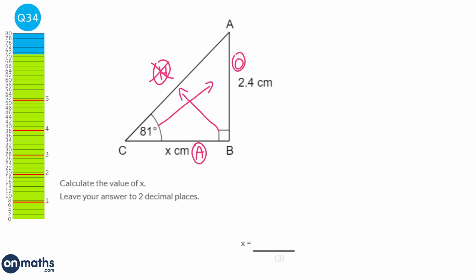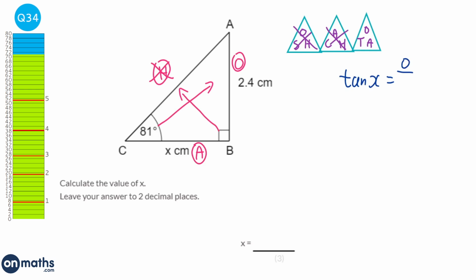Going to next do our trigonometry triangles. And the trigonometry triangles will have our SOH CAH TOA in them. And we crossed out the H, so we're not going to be using SOH or CAH, we're going to be using TOA. And TOA stands for tan the angle equals opposite over the adjacent. So we're going to tan the 81, and it's going to equal 2.4 over x.